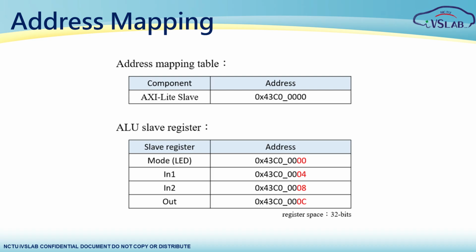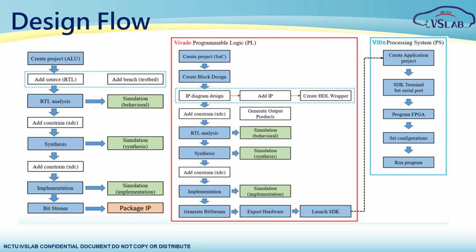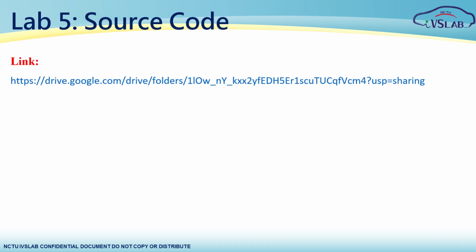Next, let's examine the specific memory addresses that correspond to these 4 registers. The CPU will route and write the data based precisely on these address offsets. Here is our lab workflow diagram, which is primarily divided into 3 main sections. First, we have the ALU block. Next is the PL side, and finally, the PS side. You can download the required source code examples for this course from the link provided.